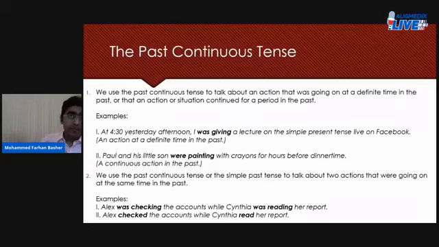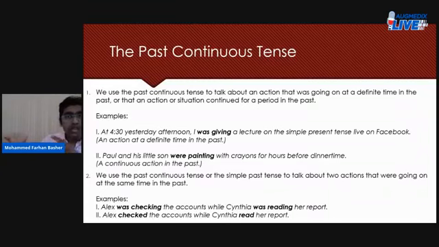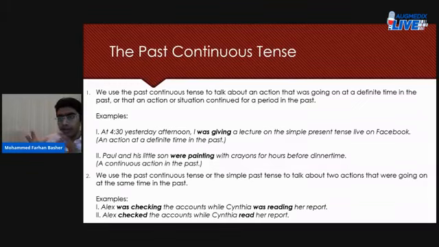Or you could say, I was waiting for you at the bus station until late afternoon, right? I was waiting for you at the bus station until late afternoon, as in you were waiting at the bus station until a certain period of time, right? Until a certain time, all right?